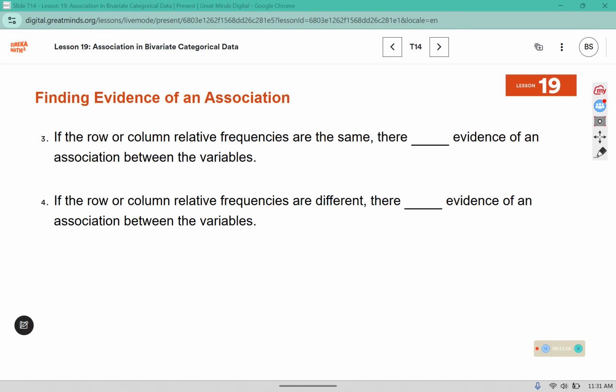If the row or column relative frequencies are the same, there is not evidence of an association between the variables, because if they're the same, we can't use any information to help us predict the other variable. If the row or column relative frequencies are different, there is evidence of an association between the variables because we can predict based on one variable what the other might be.